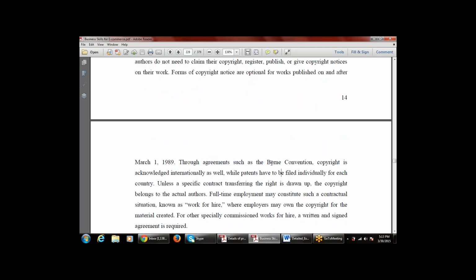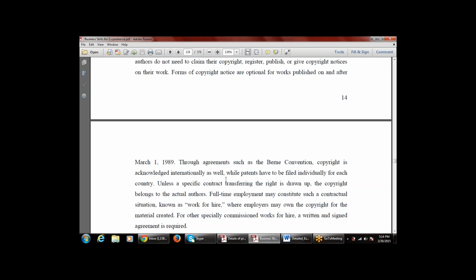Through agreements such as the Berne Convention, copyright is acknowledged internationally as well. That is, it is available at the international level, while patents have to be filed individually for each country. So copyright is available internationally, and patents have to be filed individually for each of the countries.